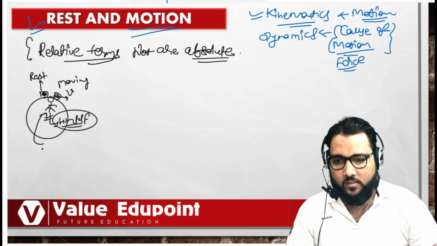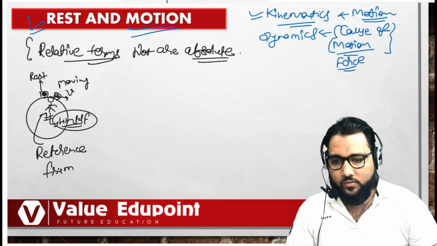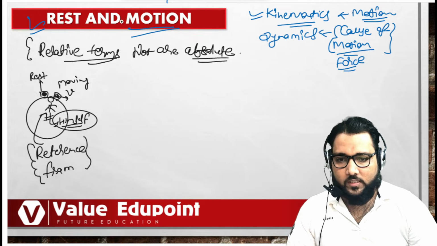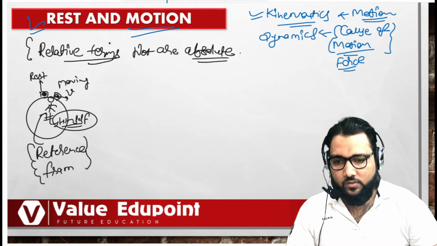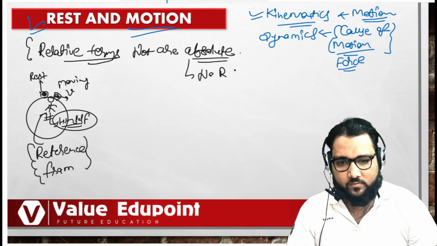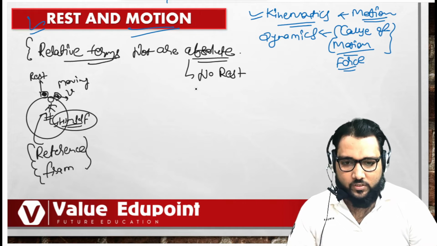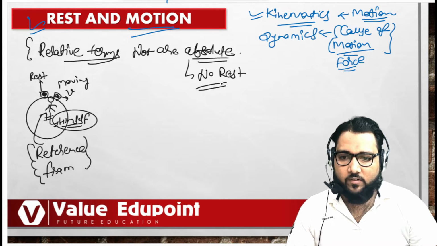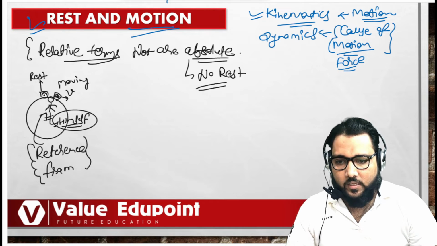So this is the reference frame. To define rest and motion, we always require a reference frame. In absolute terms, there is no rest and no motion; everything is in motion. Why? Because this is unrest.